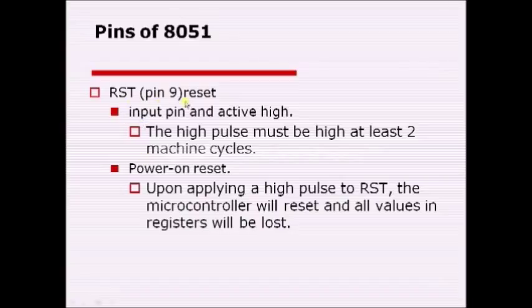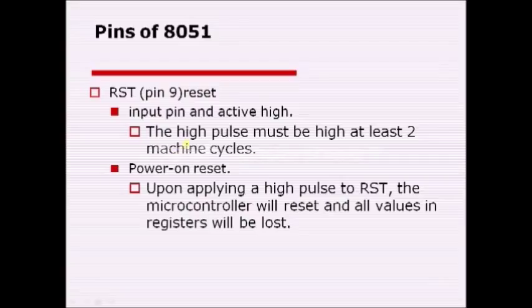It is the 9th pin and an input pin, and it is also called an active high pin. There are two kinds of pins: one is active high and the other is active low. If we give a logic high to an active high pin, it gets enabled. If we give a logic 0 to an active low pin, it gets enabled.